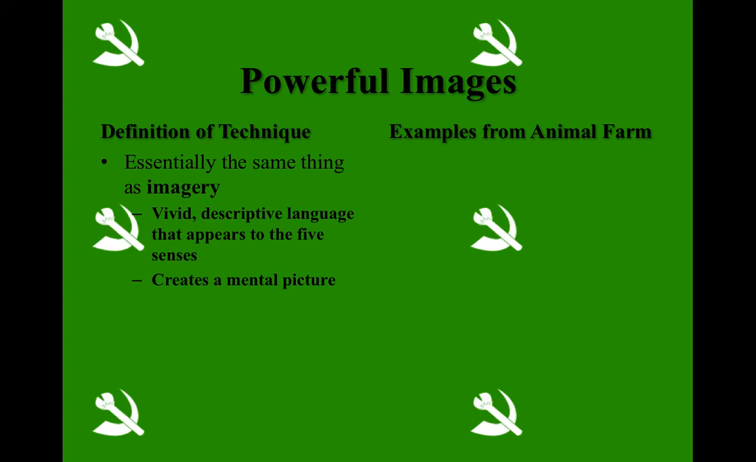A powerful image is going to be vivid, descriptive, it appeals to the 5 senses, or it creates a mental picture. Old Major's descriptions of animal killings under the rule of Mr. Jones would be considered a powerful image. Even though Old Major didn't make a poster about it, those were images that were imprinted in the animals' minds when he talked about it.